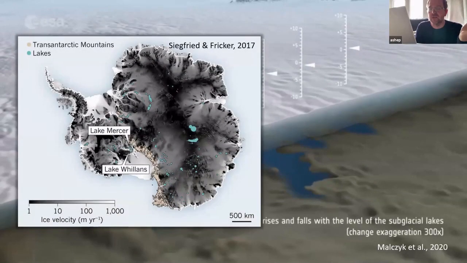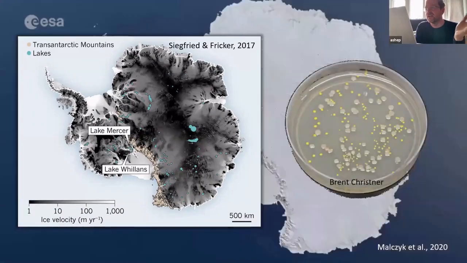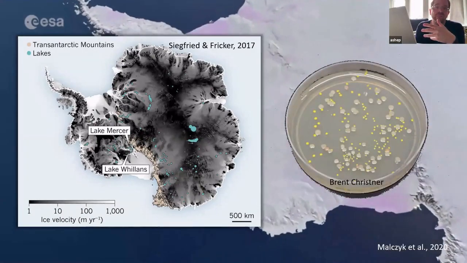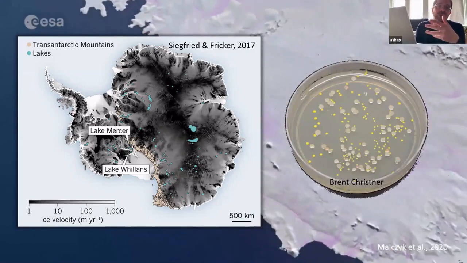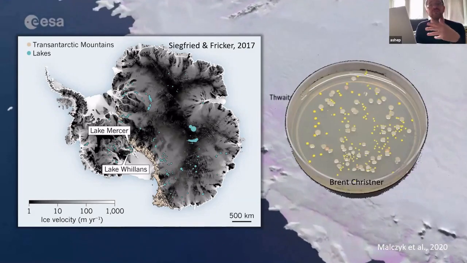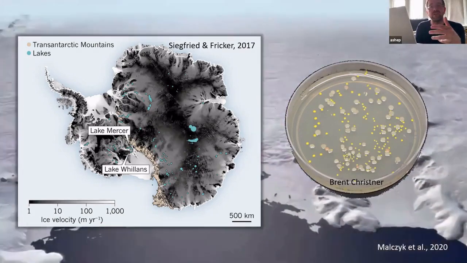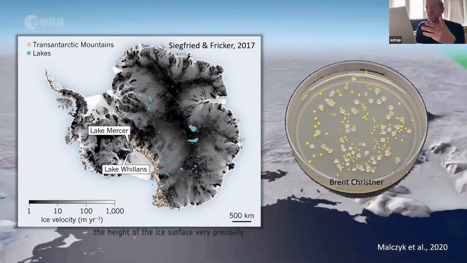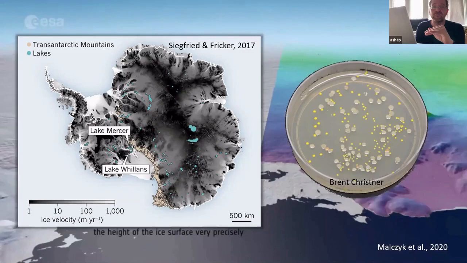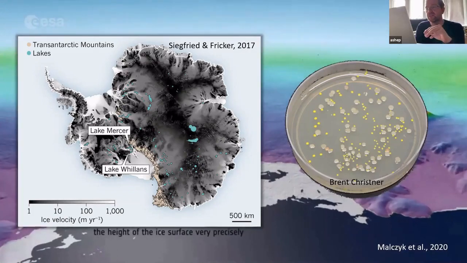There are lots of these lakes now mapped around Antarctica, and people are interested in them because they might be repositories for extreme life, for instance. And so people want to learn more about the ice sheets, not just simply the amount of ice that's stored in them. And so we can use the altimetry measurements to look at very, very obscure glaciological processes like this.